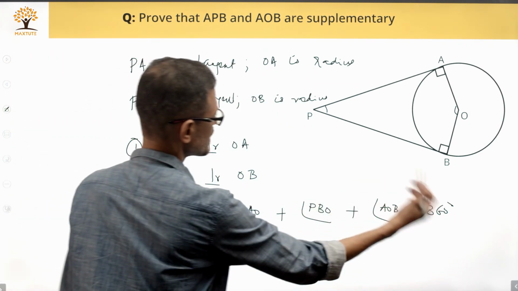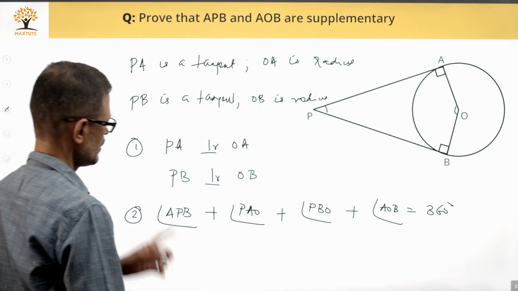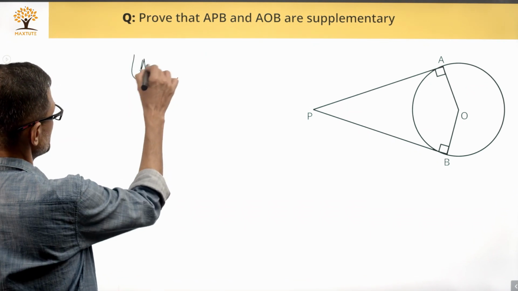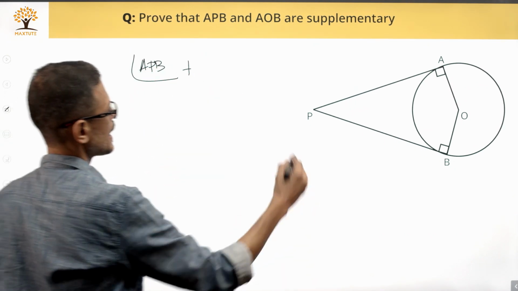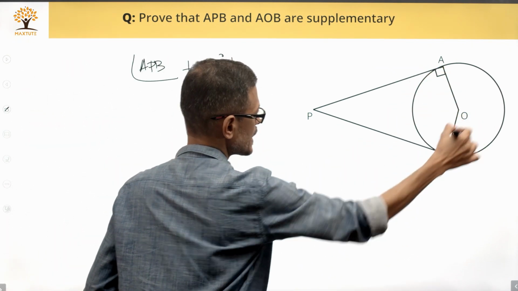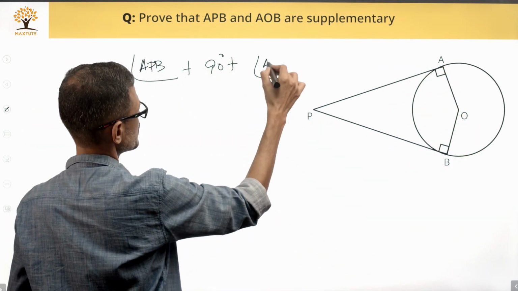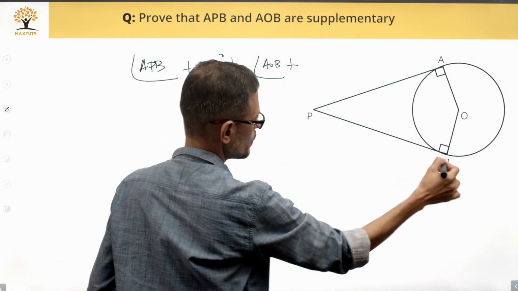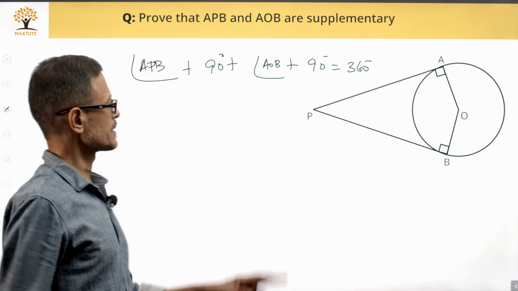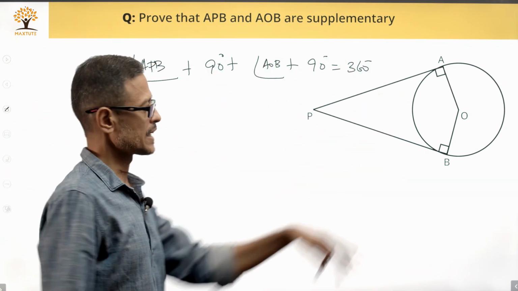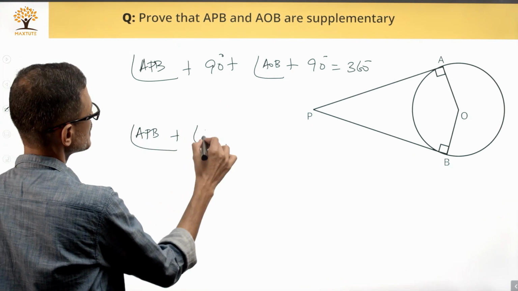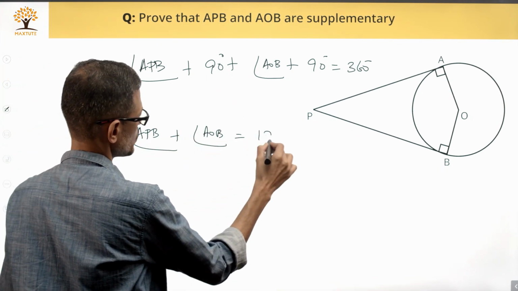Actually, I should have written AOB and then PBO when it comes in a cyclic order. We'll fill in the values properly. Angle APB we'll retain as APB. Angle PAO is equal to 90 degrees plus angle AOB plus angle OBP, which is also equal to 90 degrees. This sum is equal to 360 degrees. 90 plus 90 is 180. Take it to the right hand side. That will leave us with angle APB plus angle AOB equal to 180 degrees.